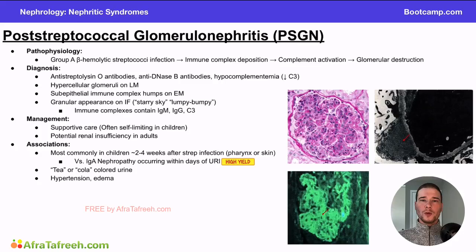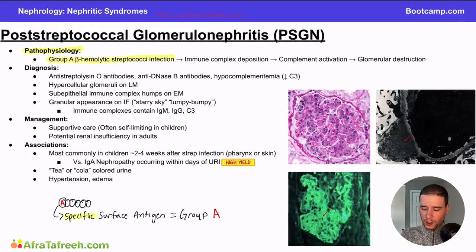So in this first video, we're going to talk about something called post-streptococcal glomerulonephritis. First we're going to start with the pathophysiology, which as you can probably guess, involves a streptococcal infection. It most commonly involves the group A beta-hemolytic streptococci infection, which involves a specific surface antigen that classifies it as a group A. This is not to be confused with our group B streptococcal infections.